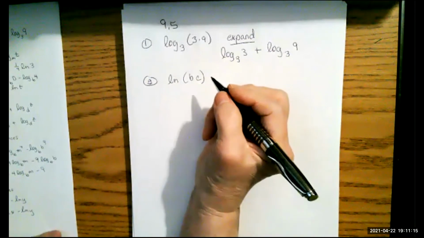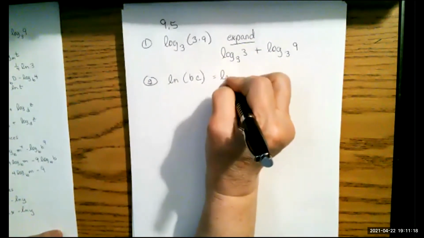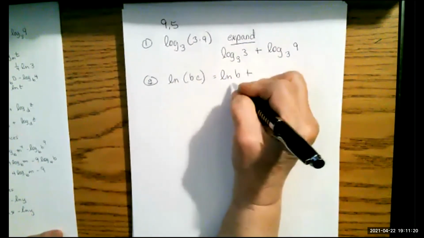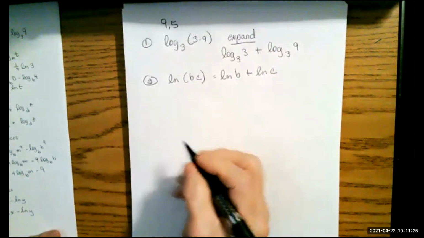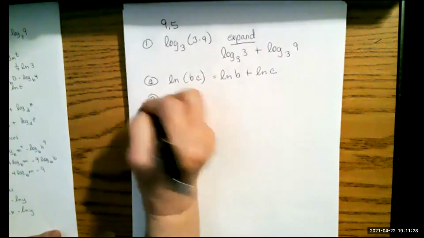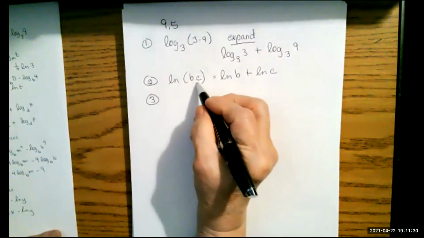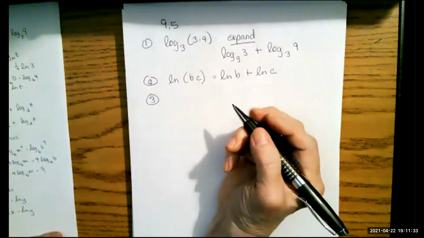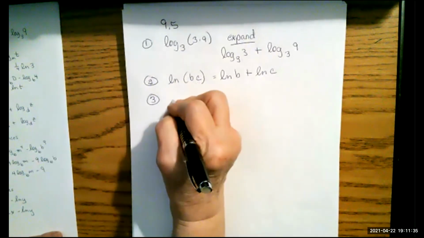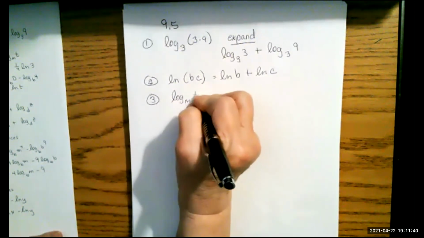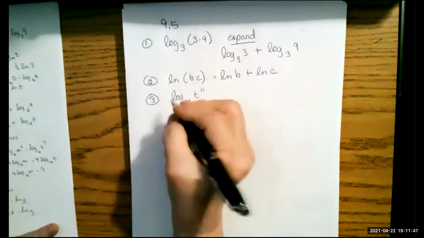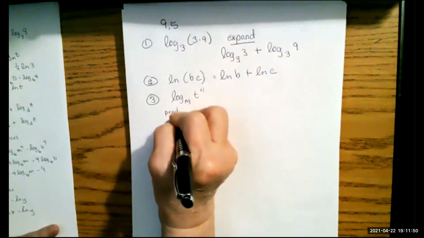Okay. So this is ln B, notice don't put the e on there, plus ln C. They don't like for you to put the e down there, even though it's the understood base. And again, because they're multiplied, you add those logarithms. Number 3 is log base M of t to the 11th. And they want you to do something with that. It says use the product rule.